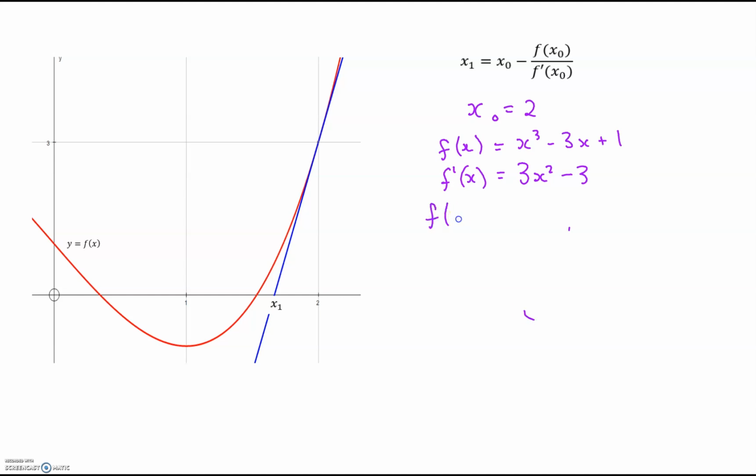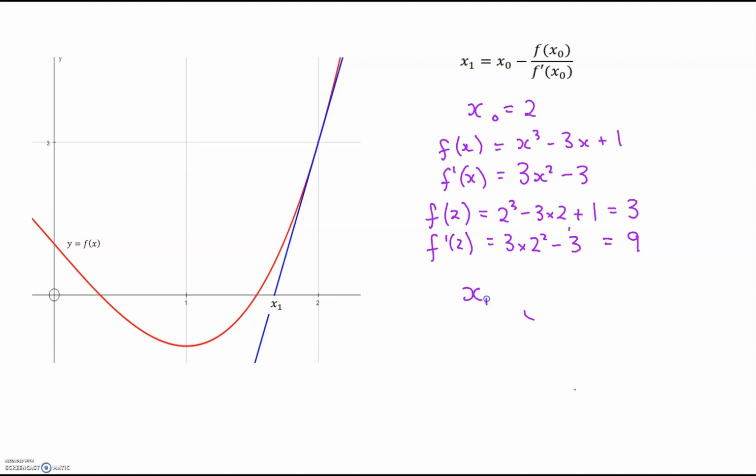So f of 2 becomes 2 cubed minus 3 2's plus 1. And f dashed of 2 is 3 times 2 squared minus 3. So f of 2 is clearly 3, and f dashed of 2 is 9. And we can substitute this in our formula.